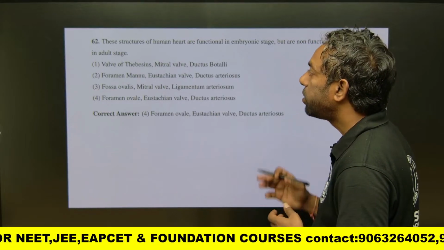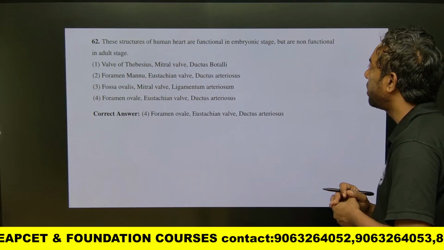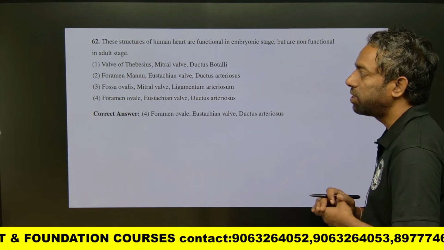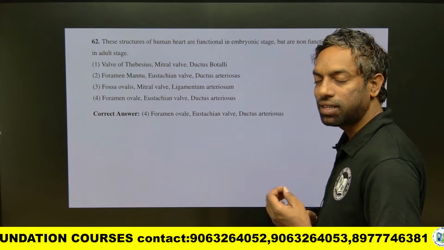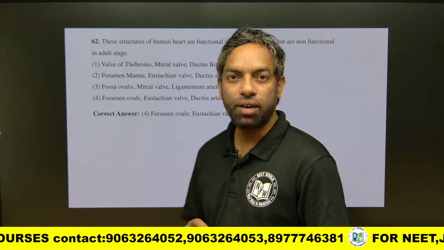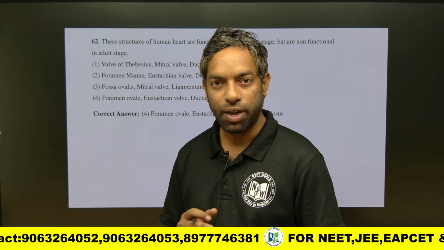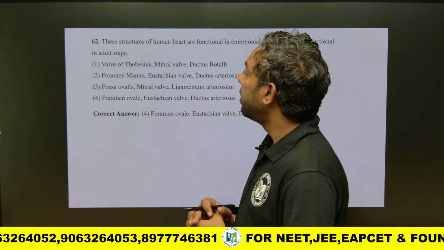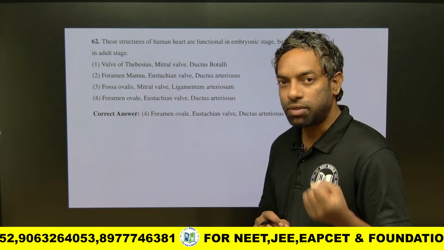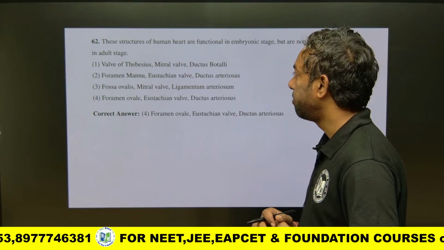The first question: the structures of the human heart are functional in the embryonic stage but non-functional in the adult stage. What are the structures? They function well in the embryonic stage, but after the embryonic stage, in the adult stage, the structures do not follow those functions. What are the structures?